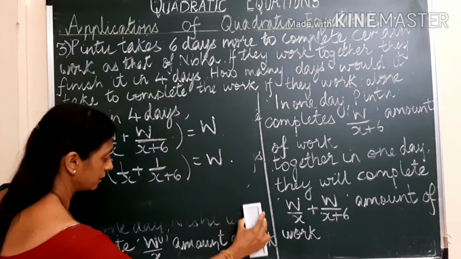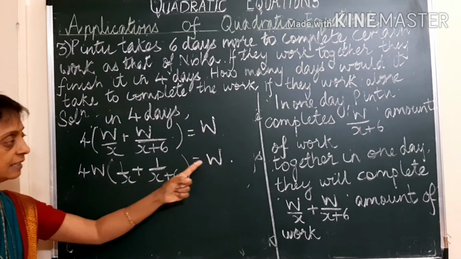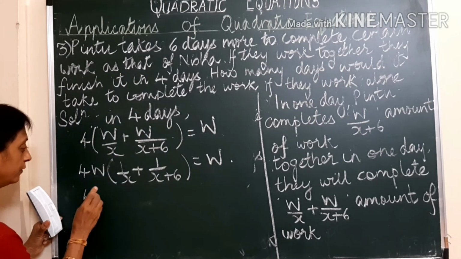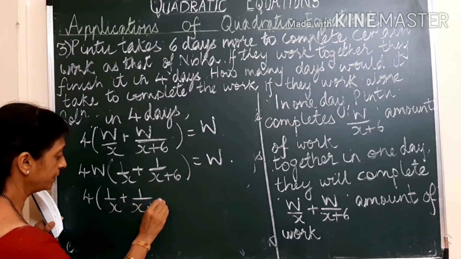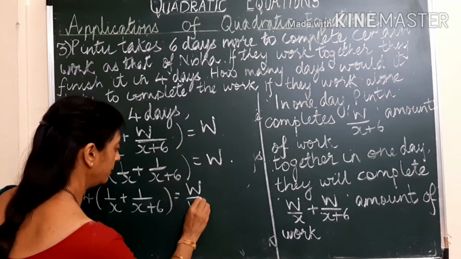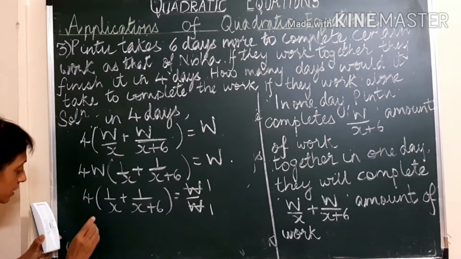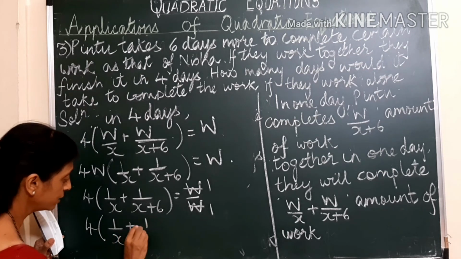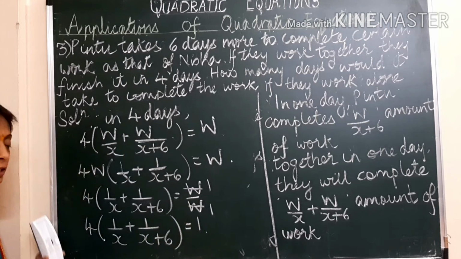Now children, W is performing multiplication on the left hand side. You can take it on the other side, so it will perform division. So what do you get? 4 into 1 upon X plus 1 upon X plus 6, which is equal to W upon W, which gets reduced. On the right hand side, the answer is equal to 1. So what do you get? 4 into 1 upon X plus 1 upon X plus 6, which is equal to 1.